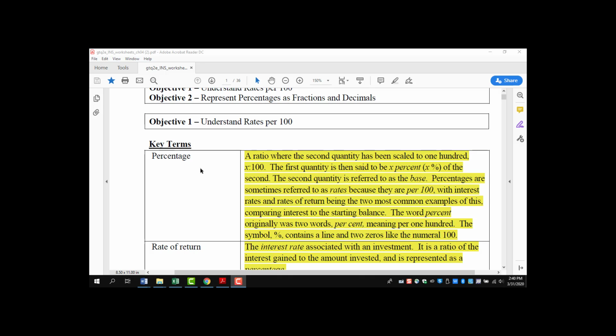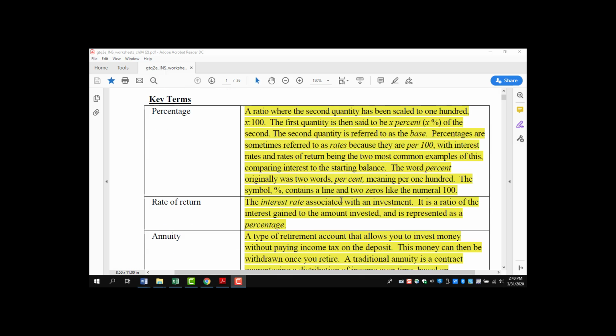All right, so we're just going to begin with percentages, right? A percentage is just a ratio when the second quantity has been scaled to 100. That's all it is. You know what a percentage is. It actually came from two words, per and cent, meaning per 100. That symbol contains two zeros and a line, just like 100, right?